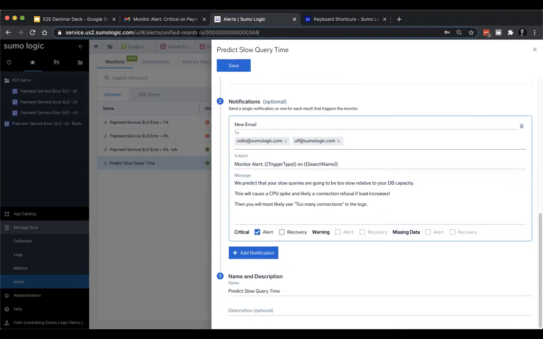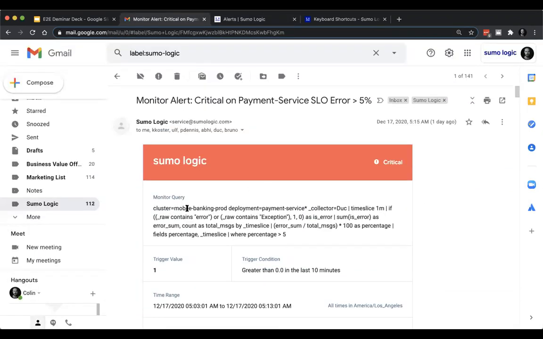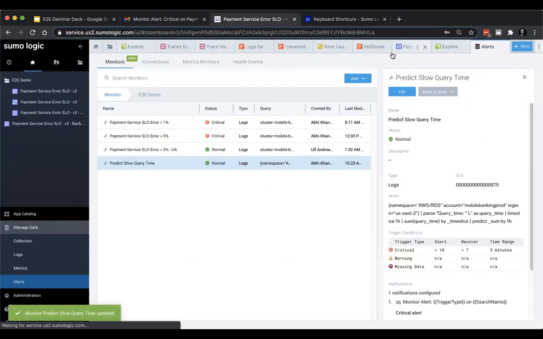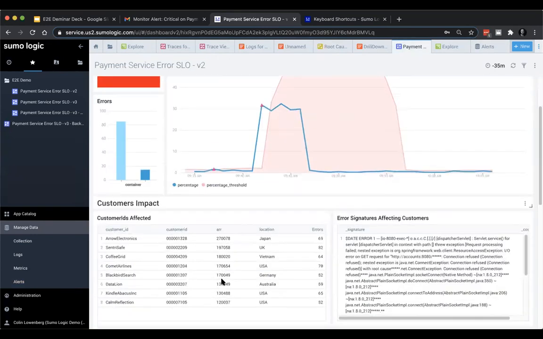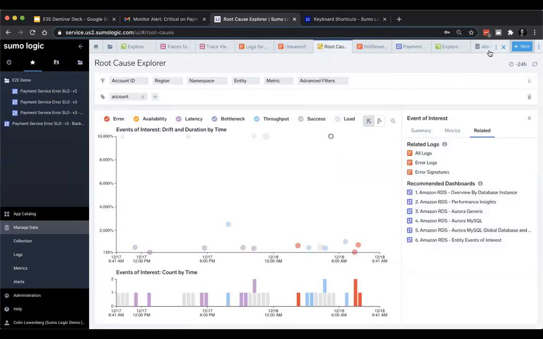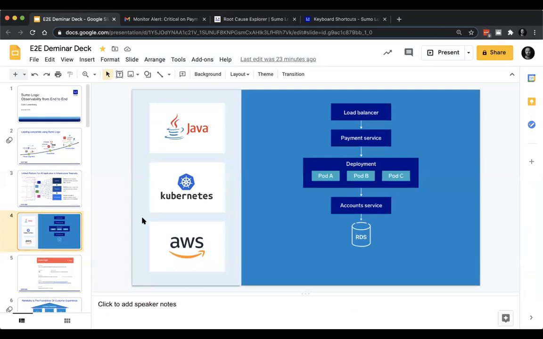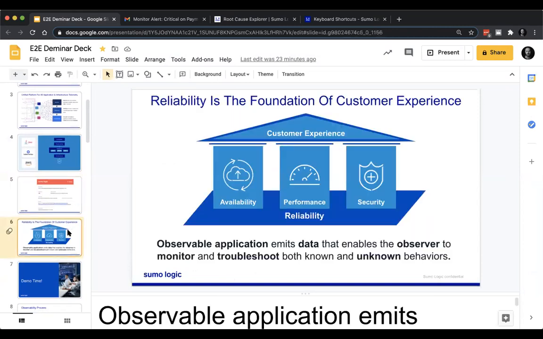So now we've gone from finding an error in an email, where we just know that there are too many errors, to diving into our nice payment service error SLO page. We found the errors, we found the customers affected, and then we drilled down into the logs. We looked into the traces, and then we looked into a true root cause, which led us to the RDS database being the issue. So in this way, we've actually solved the problem in just this short 20-minute demo. We've been able to find an issue, detect it, and resolve it.